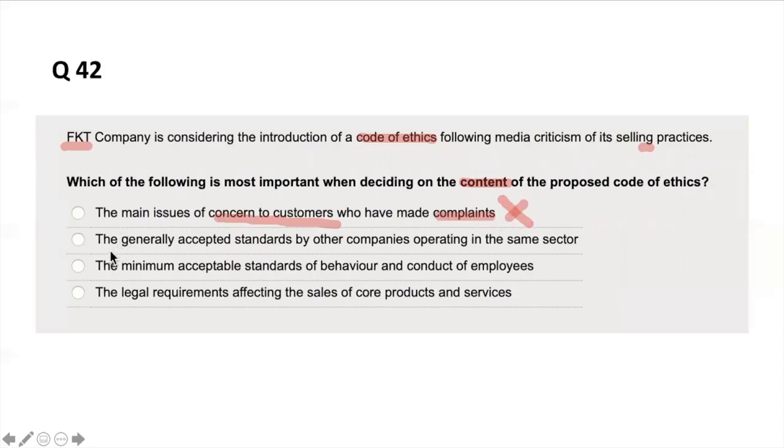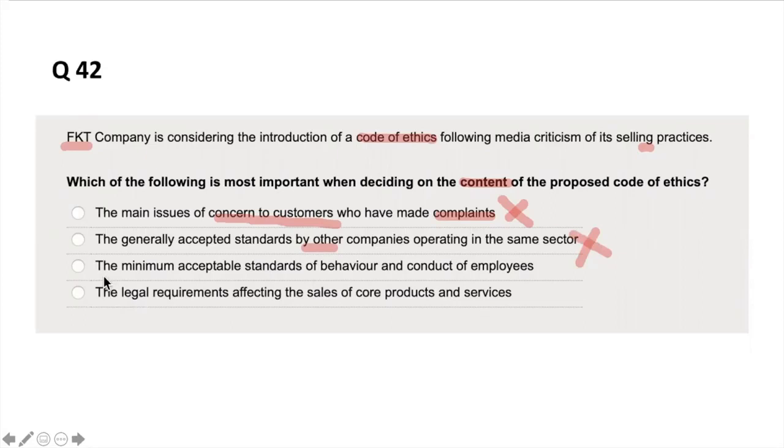Number two, the generally accepted standards by other companies operating in the same sector. Why should we look at what other companies do? That's important if you want to benchmark maybe, but it's not the way to start and decide on the content of your proposed code of ethics. You're not going to look at what others are doing to decide how you are going to write down the code of ethics that will help your people behave better. That's not a good answer.